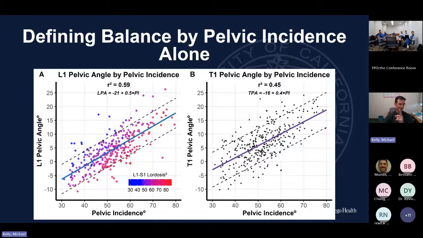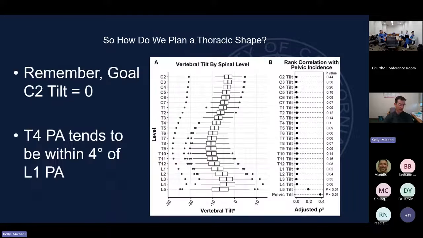I shouldn't say you're going to be fine. You're probably going to be fine. And you don't need to monkey with it too much. And this L1 pelvic angle is really a measure of magnitude and distribution of lordosis. You've got to remember, though, now the goal is a C2 tilt of 0. How are we going to describe what the thoracic spine needs to be?